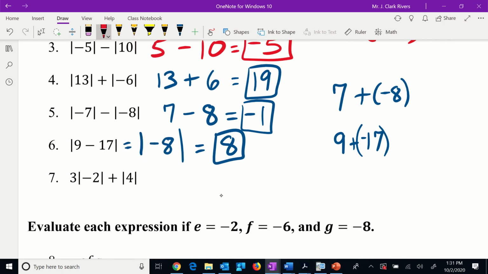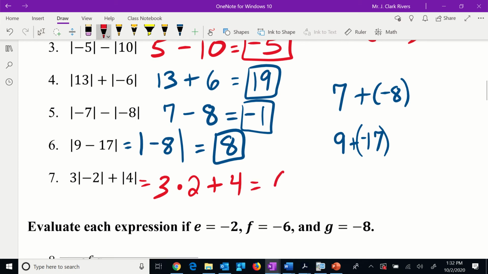3 multiplied by the absolute value of negative 2 plus the absolute value of 4. Take the absolute value first. 3 gets copied down, multiplied by, what's the absolute value of negative 2? 2 plus, what's the absolute value of 4? 4. We have multiplication, we have addition. What are we going to do first?